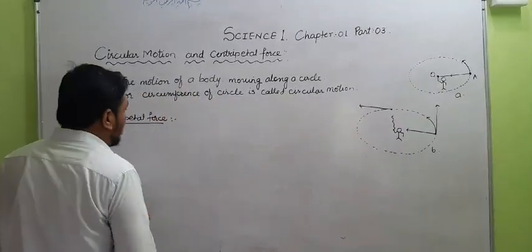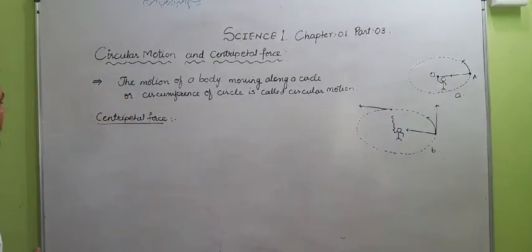So what is centripetal force? Yes, let's see the definition of centripetal force. Before that, you just have to note the definition of circular motion. The motion of a body moving along a circle or the circumference of the circle is called circular motion. Yes. So now what is the definition of centripetal force? We will see.